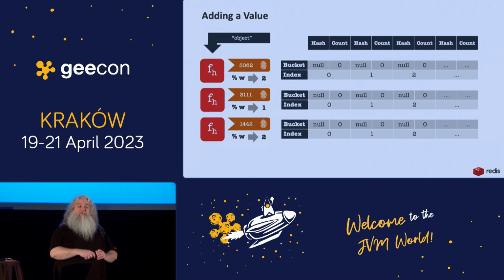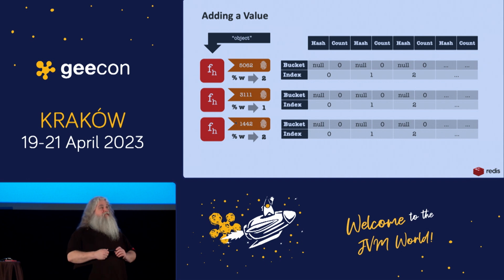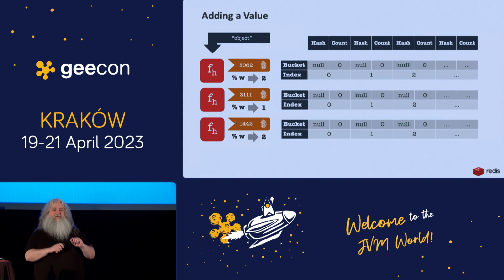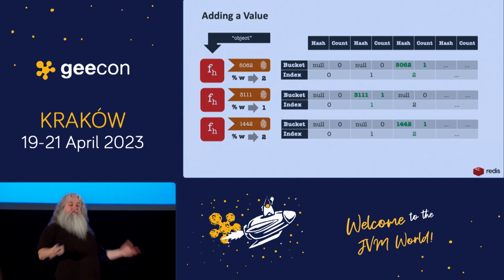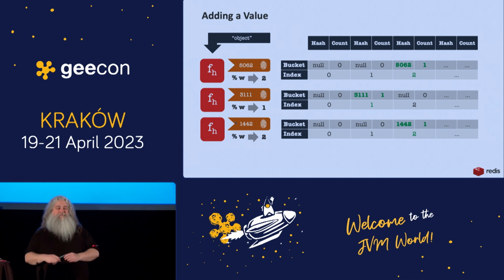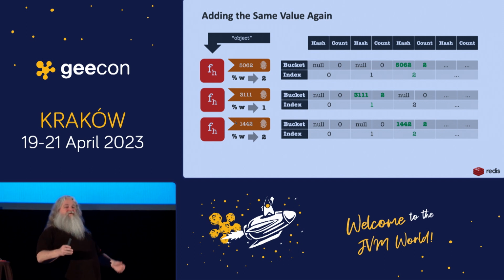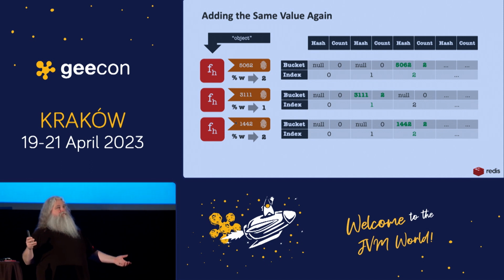And so what we do is we look and say, well, what's at index 2? Is there a hash value? No. Then we can claim it. Is there a hash value? Well, maybe we need to do something special. So in this case, we claim these positions and increment the count. So object's been added, count is 1. If we add that same value again, it goes through that same process. It goes and finds these locations and says, hey, there's something there. Oh, it's our hash. Okay, just increment the count then.